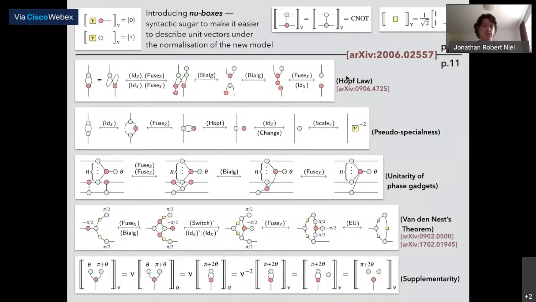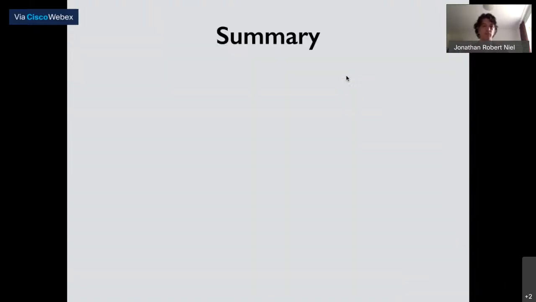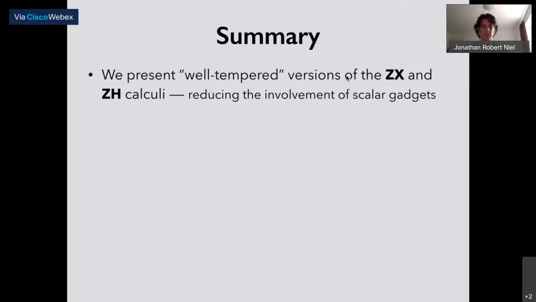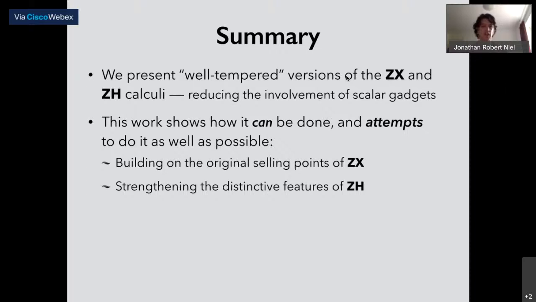I'm putting this slide up here to say there's a lot more that I could say. I'm showing this slide to show you that I can talk about this if you like, but not now. So in summary, I wanted to present well-tempered versions of these calculi, which reduce the involvement of scalar factors.